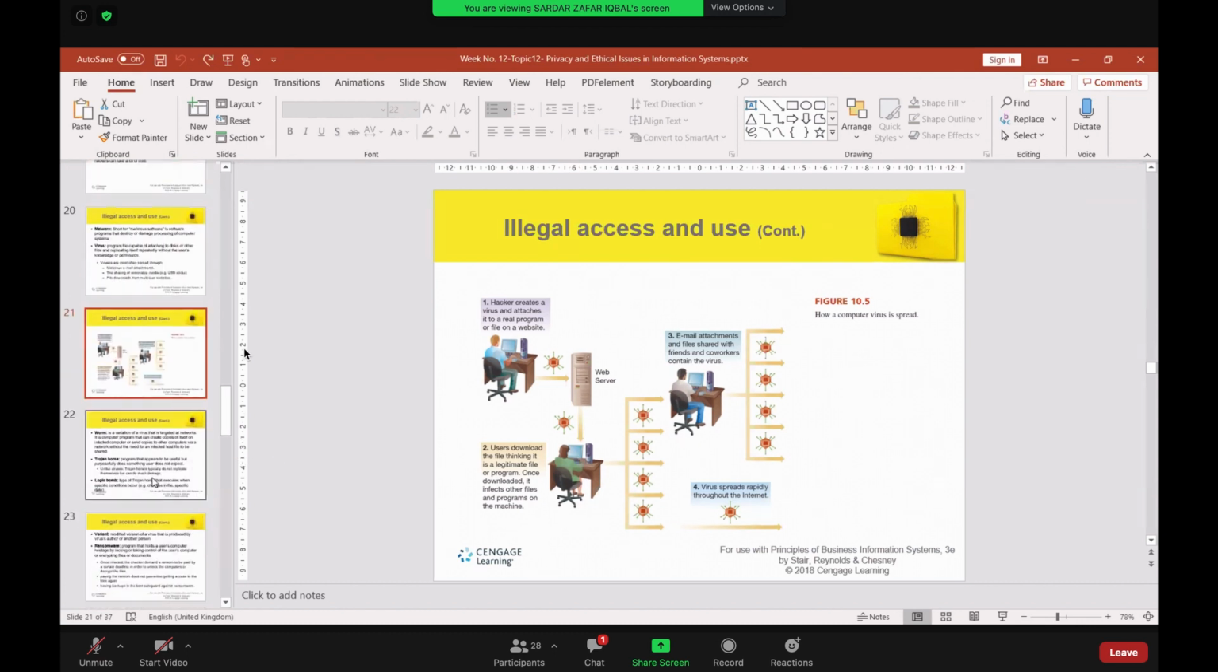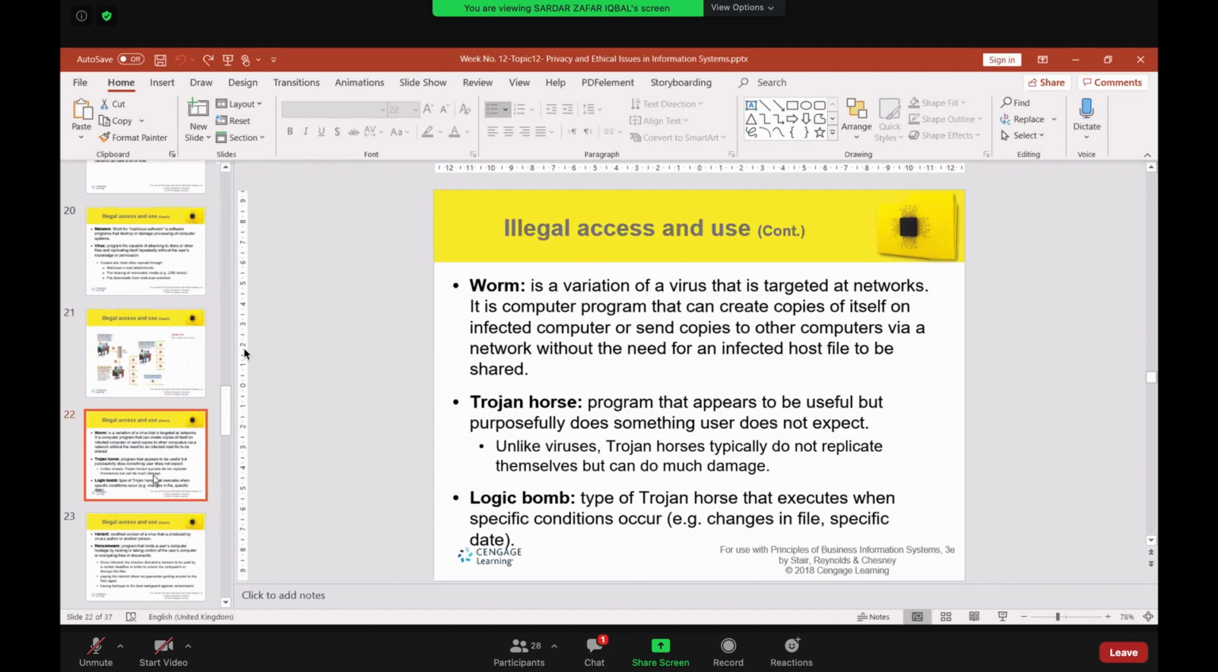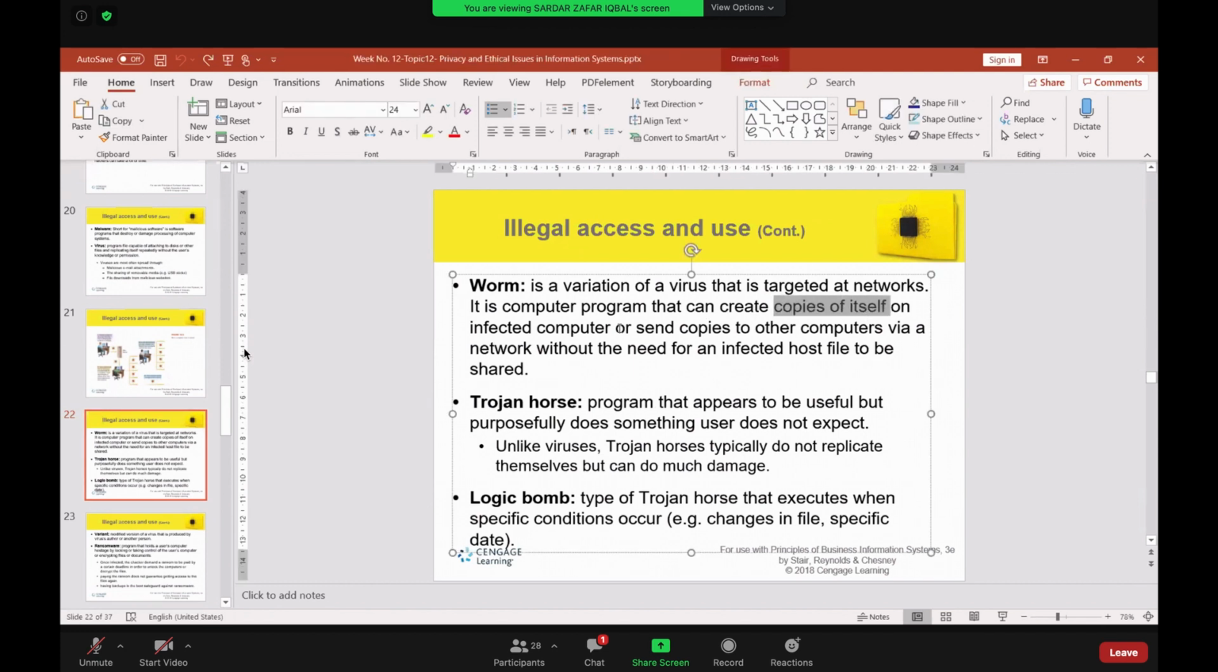Okay, so we have some other types, like the worm. It is a variation of virus that is targeted at networks. So a worm is usually targeted at networks. It is a computer program that can create copies of itself on the infected computer, or send copies to other computers via the network, without the need for an infected host file. So it doesn't need any host file to be shared. It will do the task on its own. It's a kind of virus. It will be spread over the network.